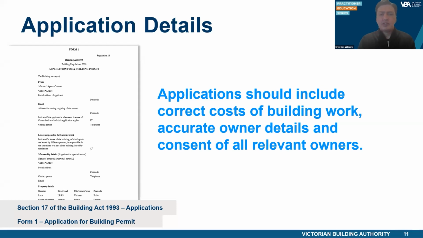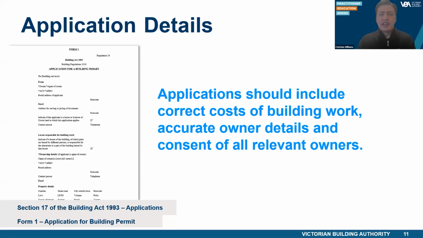The application should also include the correct cost of the building work, including labour and materials, and any other information that the relevant building surveyor may require in order to estimate and confirm the cost of the work. This could simply be the builder's contract price, or could require some other information, such as, for example, where the owner has purchased some of the items for the building or has carried out some of the work. All cost details are required for the purposes of calculating the building permit levy.